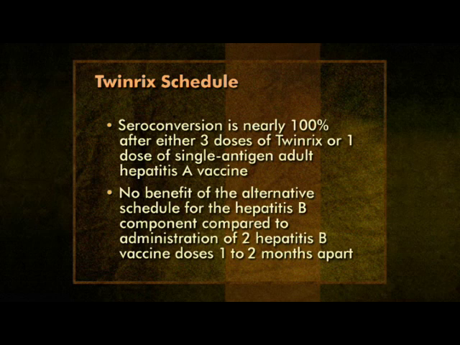There is no apparent benefit of the alternative schedule for the hepatitis A vaccine component. Seroconversion is nearly 100% after either 3 doses of Twinrix or 1 dose of single antigen adult hepatitis A vaccine. There is also no apparent benefit of the alternative schedule for the hepatitis B component compared to administration of 2 doses of single antigen adult hepatitis B vaccine 1 to 2 months apart. In addition, both hepatitis A vaccine and the hepatitis B vaccine series are known to be effective when the series are begun at the time of exposure.